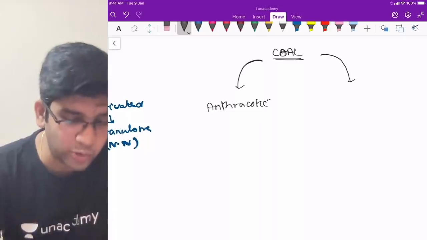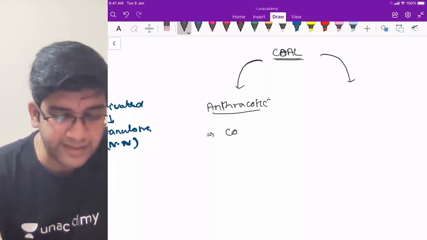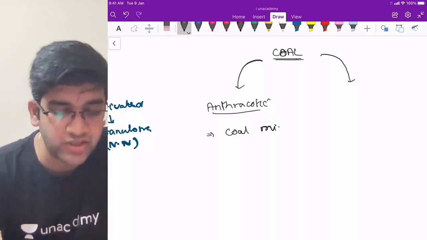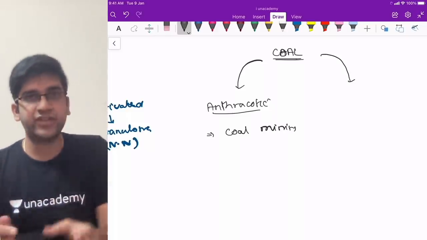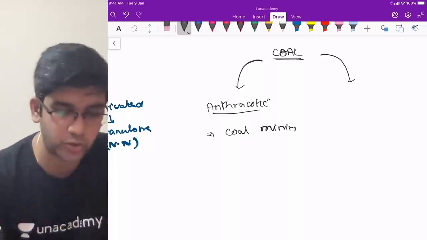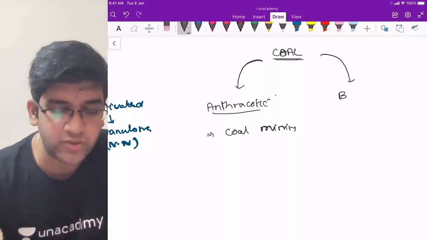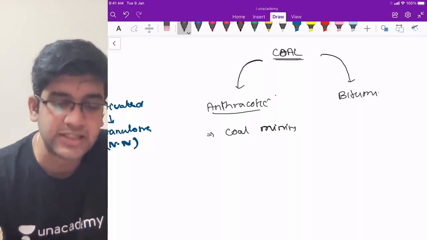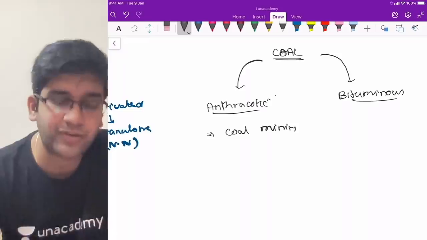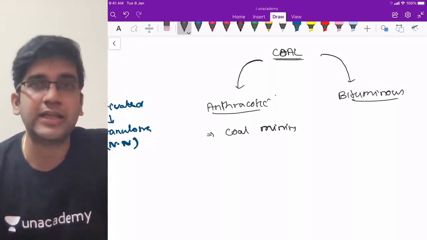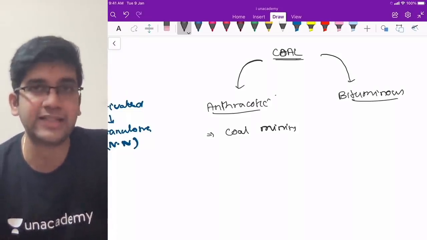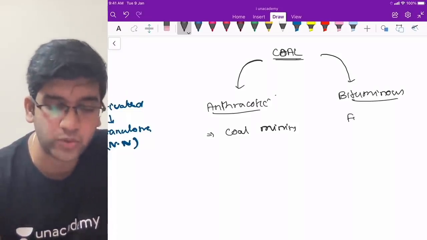Anthracotic coal pigments are used in your coal mining industries. That's very important. The usage is actually different here. Coal miners are exposed to anthracite or anthracotic coal, right? The other type of coal is called bituminous coal. This bituminous coal is a bit dangerous for me for the only reason that bituminous coal is not used in the coal mining industry. It's seen whenever firewood is used for cooking.